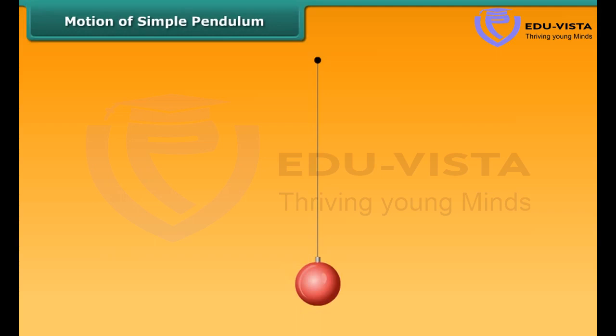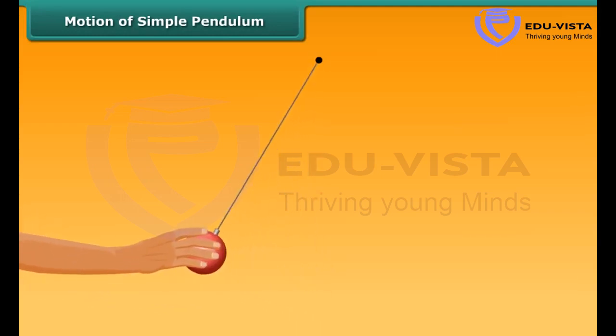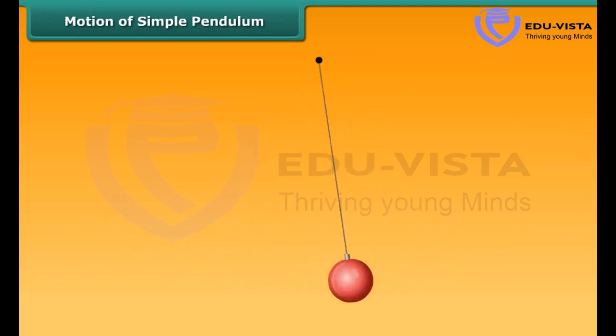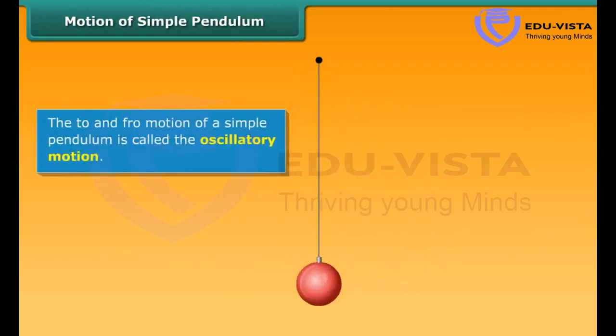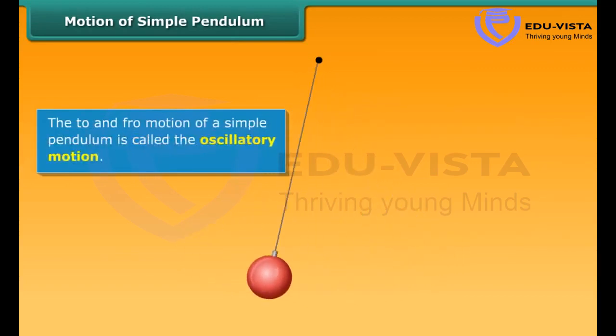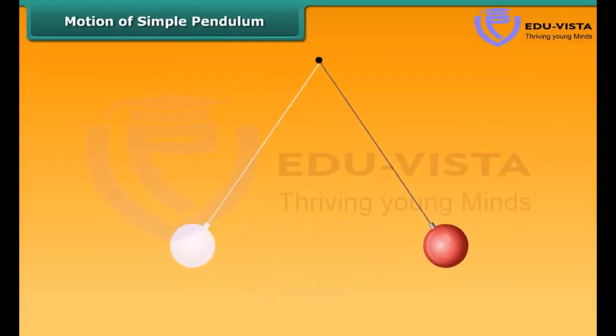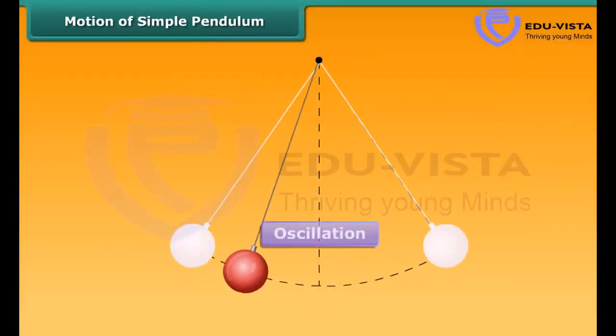Suppose the bob of a simple pendulum is in equilibrium. If we now take it to one side, left or right, and release it, it begins to move to and fro. This to and fro motion of a simple pendulum is called the oscillatory motion. One full to and fro motion of the pendulum is called an oscillation.